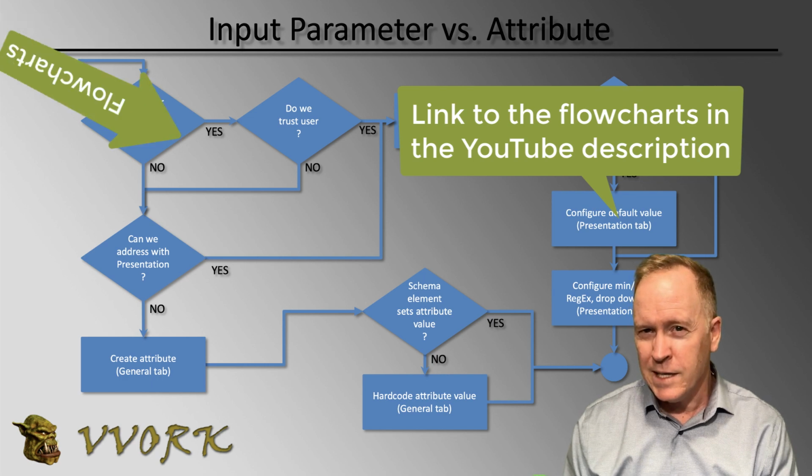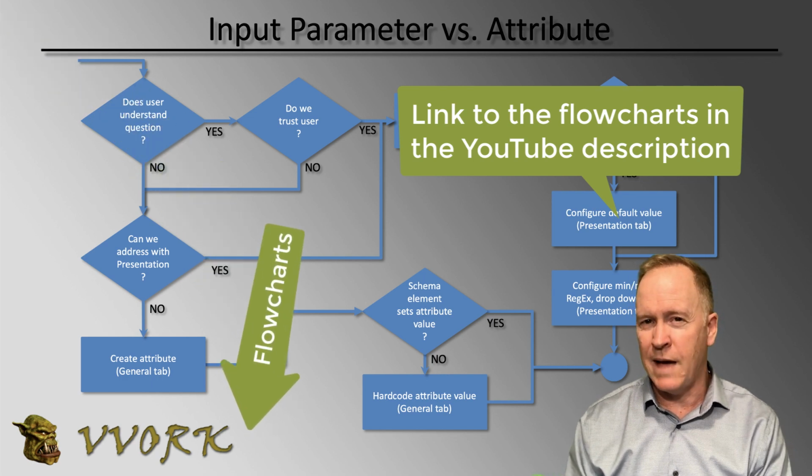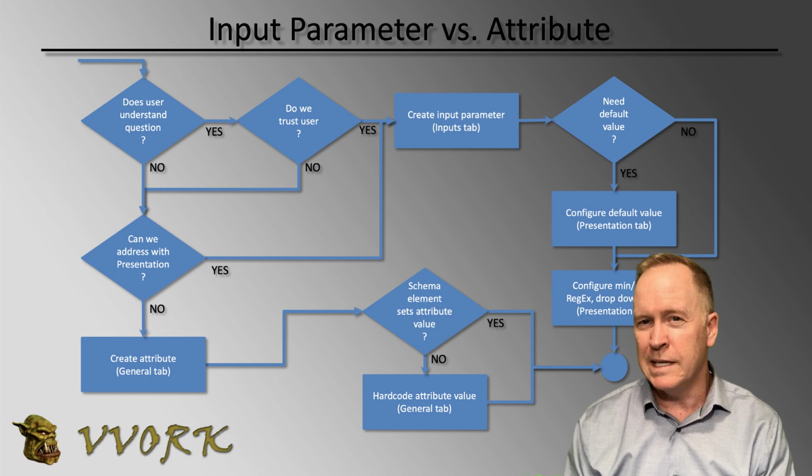What we're going to be talking about in the next video is the same sort of deal, except in that video we're going to be talking about the decision of whether to create an output parameter versus an attribute.